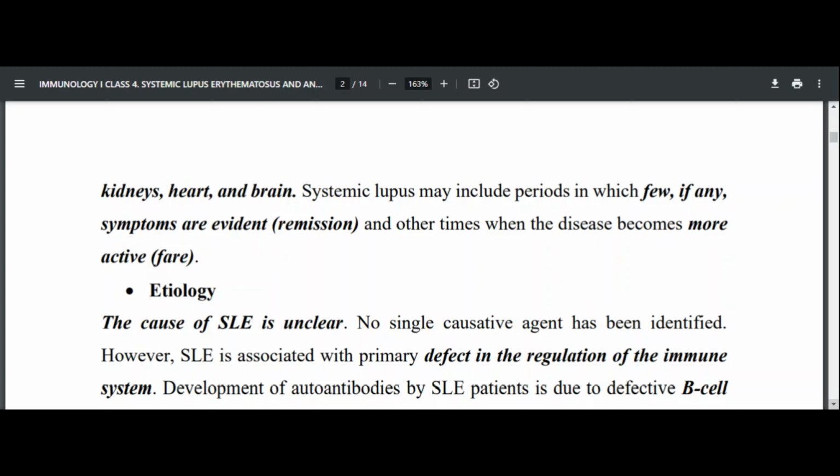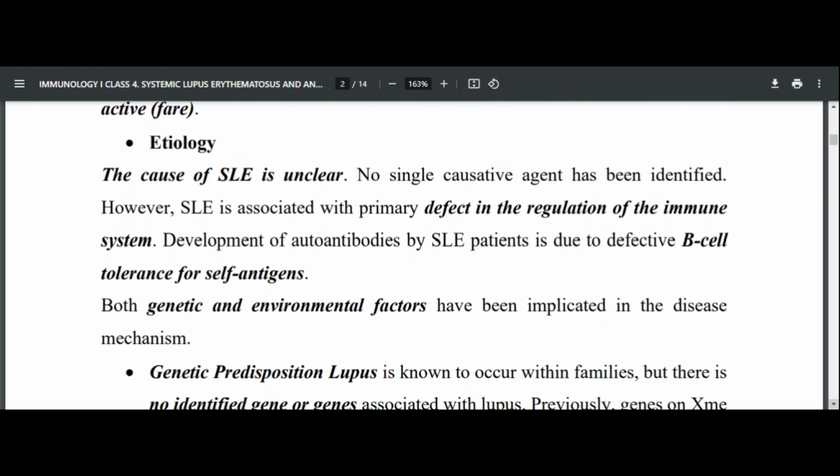All right, so the development of autoantibodies in systemic lupus erythematosus, of course, patients will develop antibodies because of the defective B cell tolerance for self-antigen. So you remember the first discussion, the first presentation in systemic lupus, in autoimmune disorders, we discussed about immune tolerance.